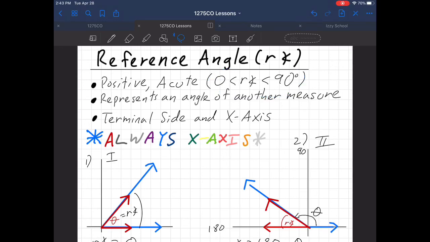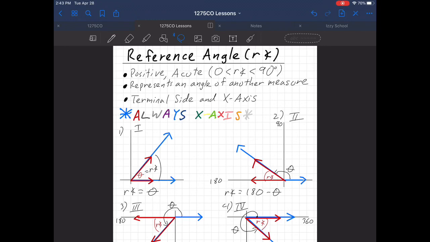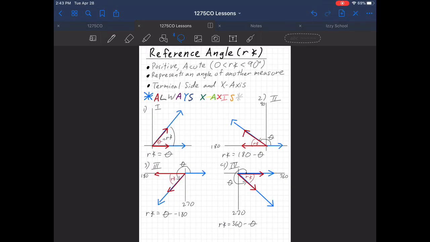A reference angle is basically an angle that will represent an angle of another measure, right? Sometimes it will be the same, and sometimes it won't be. A very important thing about where a reference angle is located and how it is built is that it will be using the terminal side of an angle on top of an XY axis. And it will be using the x-axis itself, whatever the closest one is, okay? Always the x-axis. That is a very, very important feature of reference angles. The reference angles are going to come in 4 different types.